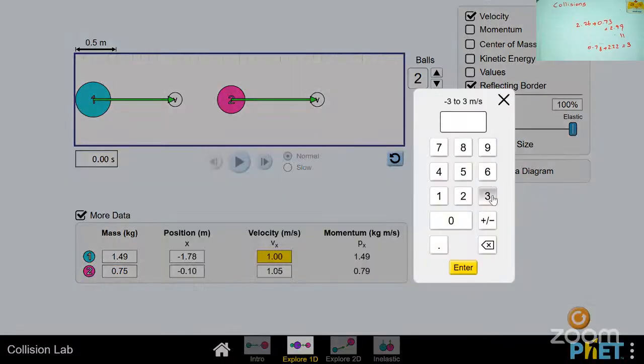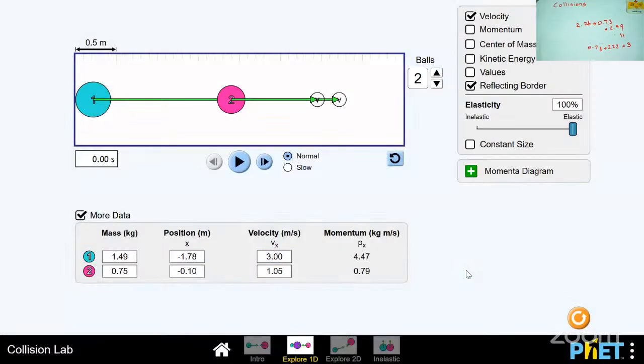So we can go to here. Okay, right. So momentum, mass into velocity, 1.49 into 3, 4.47, and momentum of the second object 0.75 into 1.05, 0.79. Okay, so 4.47 and 0.79. This is the total momentum before collision. And kinetic energy. So kinetic energy is 7.12. Kinetic energy does not change.